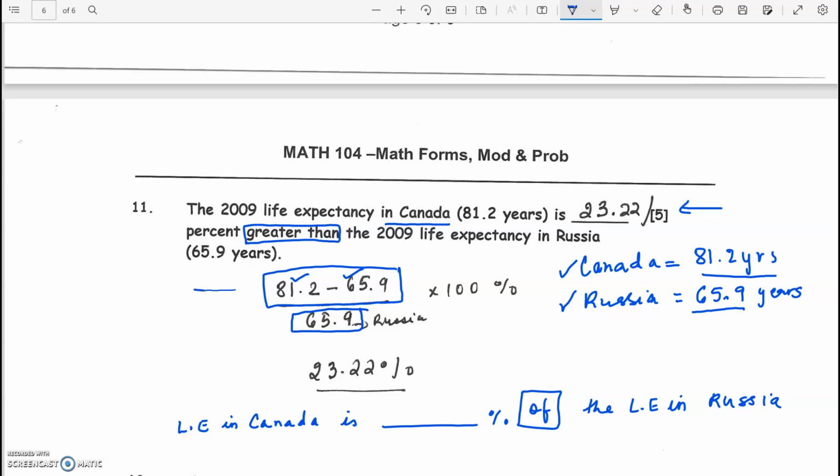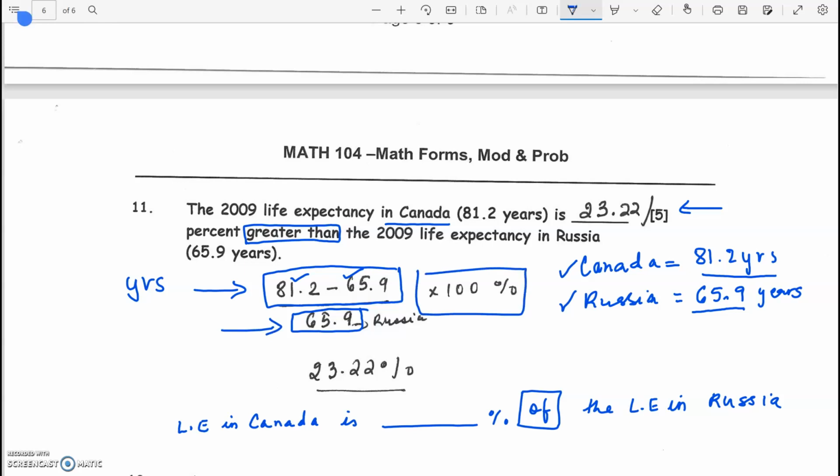And that would be the years by which it is greater. So 81.2 minus 65.9 is the number of years by which the life expectancy in Canada is greater than the life expectancy in Russia. But now we have to think of it as a % of the life expectancy in Russia. So we divide that by the life expectancy in Russia and then multiply it by 100.